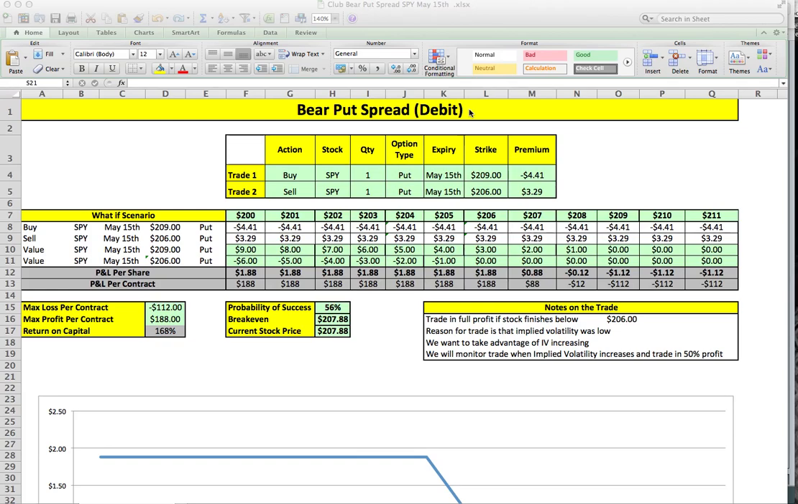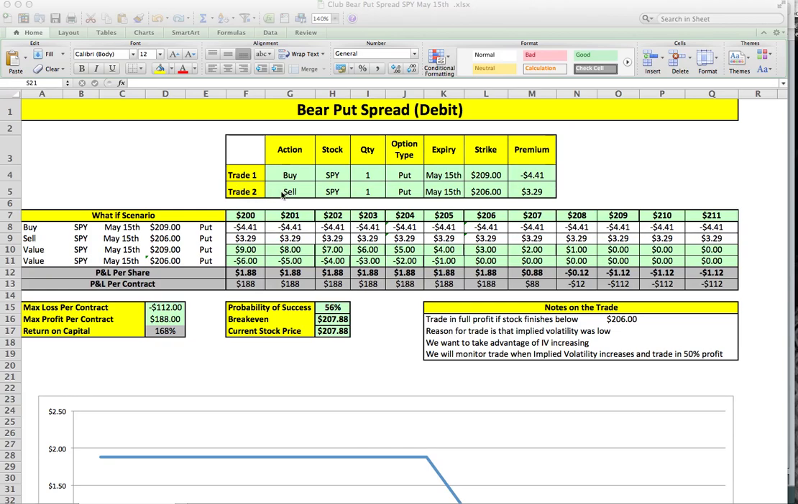Okay, so what was the trade? Well, there's two parts to this trade. The first part was we bought the SPY, one contract. It was a put option. The expiry date was May 15th, and it was a $209 strike, and we paid out $441 for that. So this part of the trade is the bearish part of the trade. In order for us to make money, when you buy a put option, you want the share price of SPY to fall.